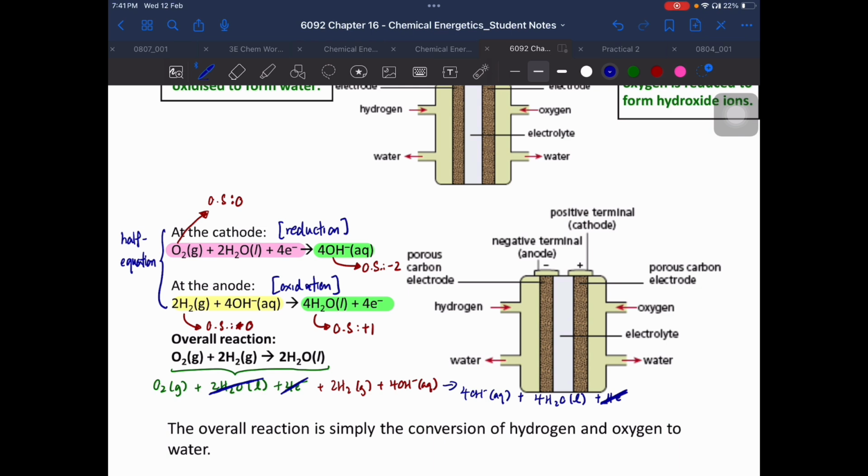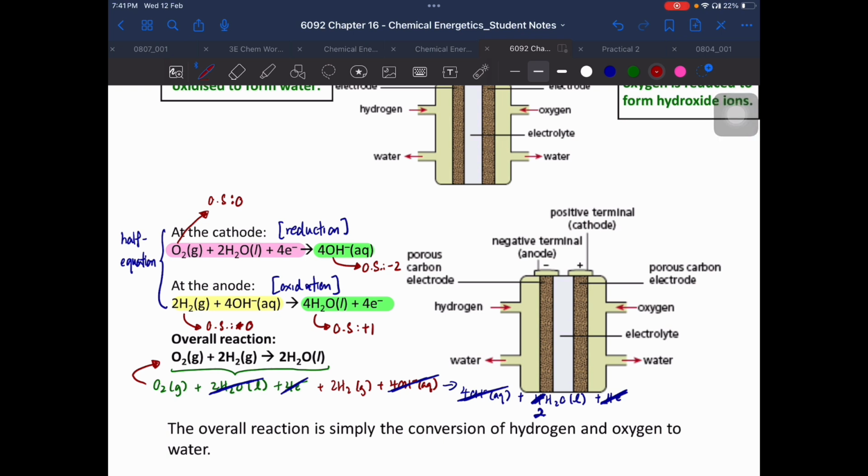So they will actually also cancel out, whereby you're left with only 2 H2O. Next, you realize that there's a 4 OH minus here, and then there's a 4 OH minus here. Similarly, they will cancel out each other, and that's actually how we end up with our overall equation that you see over here in the notes itself, right?